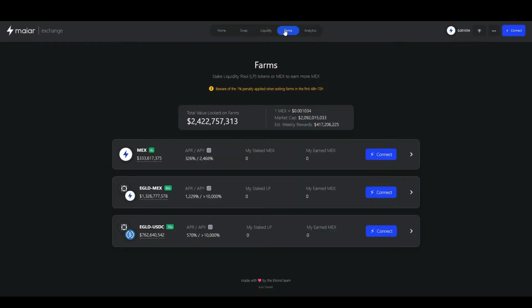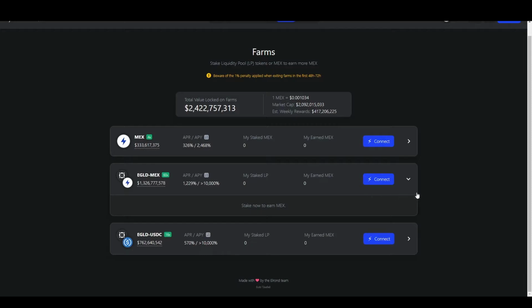So for example, if you want to add the eGold Max LP tokens, you have to go here and then you can stake your LP tokens in the farm. The majority of your earnings are gained from the farms. Keep in mind that the liquidity pools are subject to impermanent loss. So please study the topic before investing your money in liquidity pools.